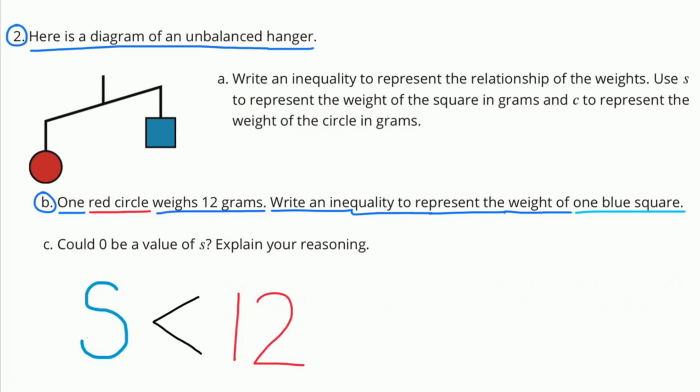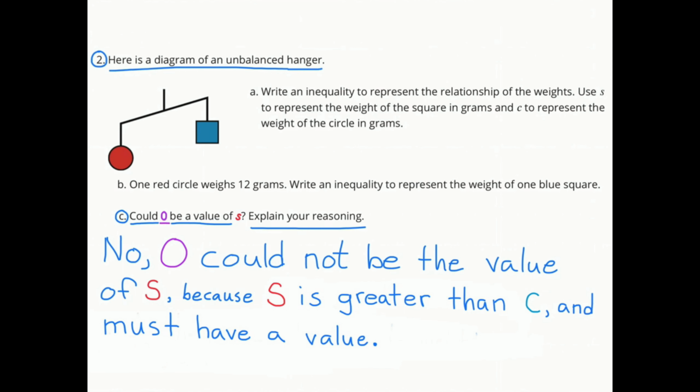B. One red circle weighs 12 grams. Write an inequality to represent the weight of one blue square. This inequality can be expressed as S is less than 12. C. Could 0 be a value of S? Explain your reasoning. No, 0 could not be the value of S because S is greater than C and must have a value.